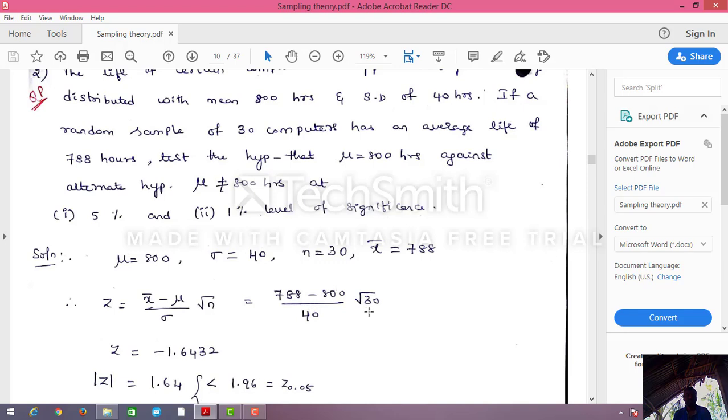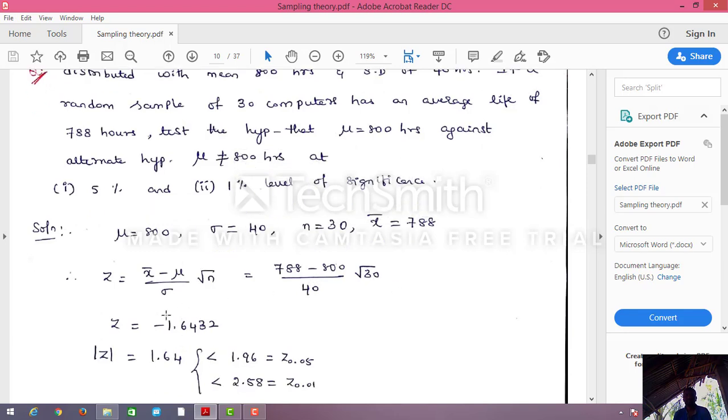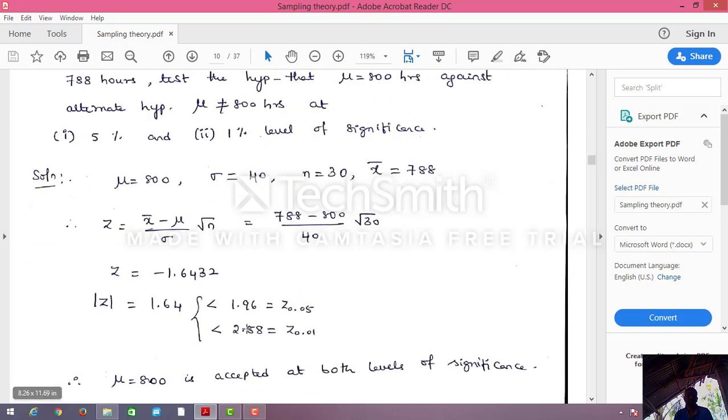Sigma value given 40 into root of 30. So if we simplify using this calculator, you will get Z equal to minus 1.6432. If you take the modulus of Z, it is 1.64.